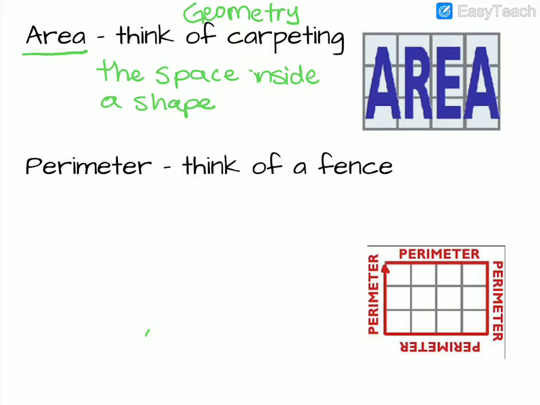So when you think of area, you can think of carpeting, like we have there, the little picture. So area would be all the stuff inside our shape, which is a rectangle here. So you can go ahead and write those things down, and you can draw a little picture if that helps you.